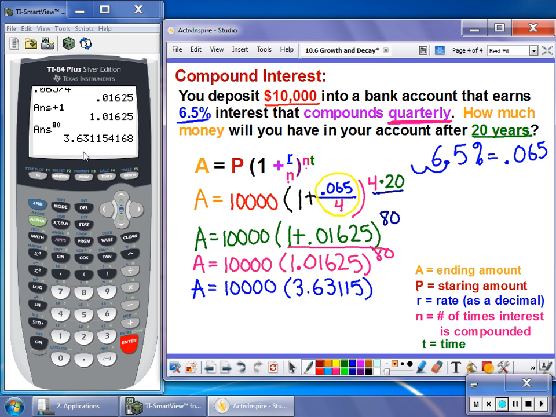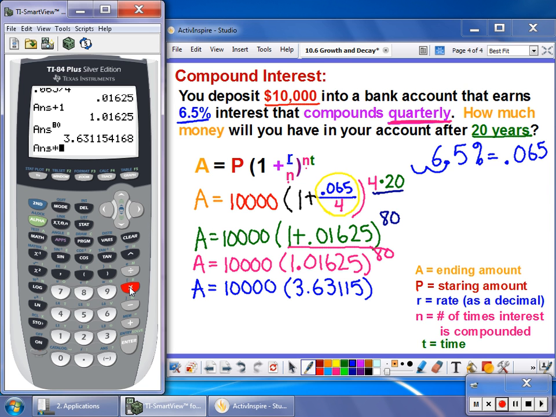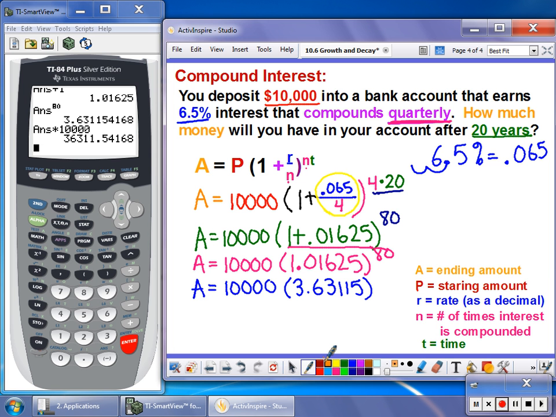I'm just going to write part of it, but I'm going to leave it in my calculator so that when I do times 10,000, it'll calculate with that big long decimal, and the answer I get here is 36311.541. Now again, we're talking money here. This is a money problem. So I know this is an amount of money. So when I round it, I need to figure out how much this would be, and this 1 is not going to change that, so it's just going to stay 54. So after 20 years, I would have $36,311.54.